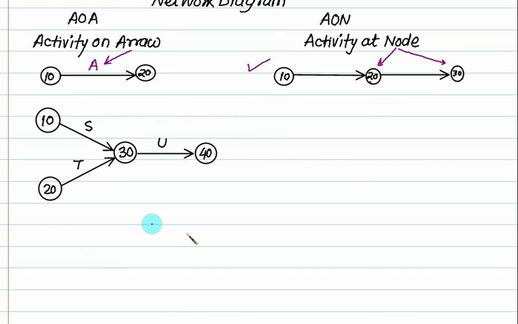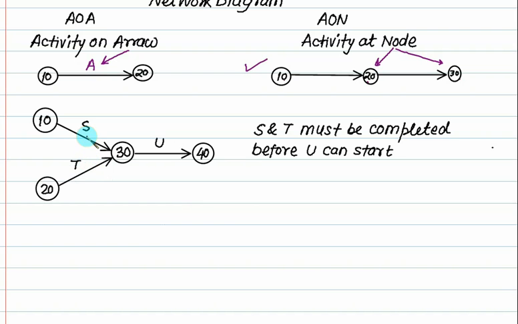This is the precedence diagram. What is the meaning of these letters? S, E, T, U. These are all activities. Does it mean that we can start this activity once we finish S as well as T? S and T must finish before you start the E. That is the precedence diagram.